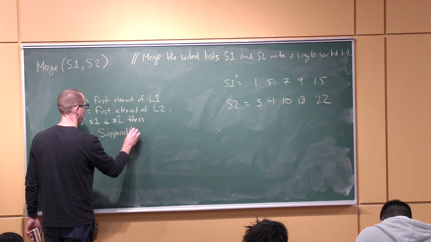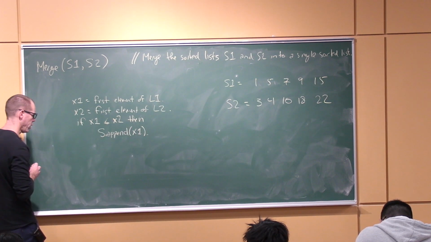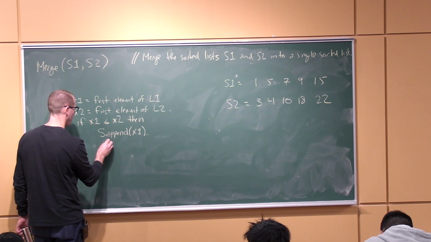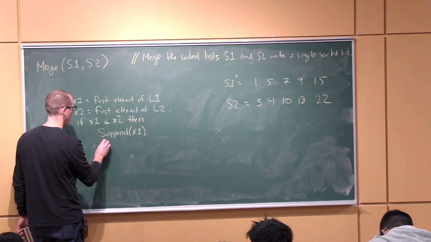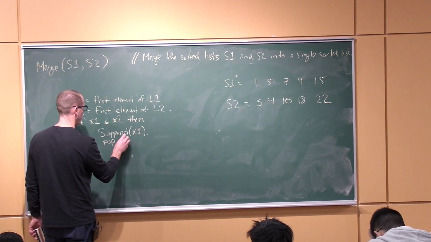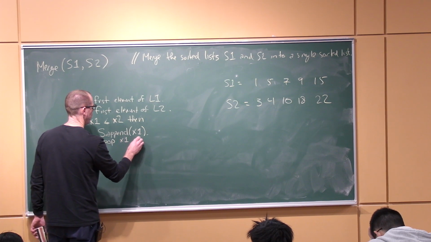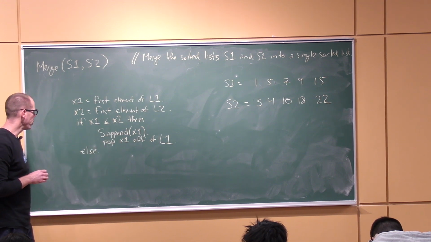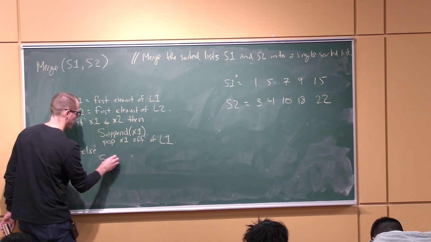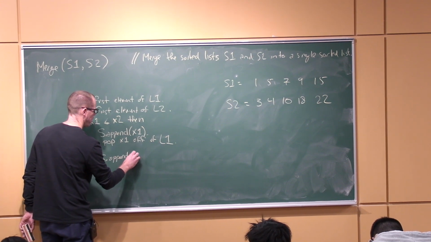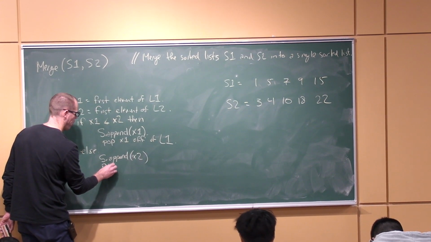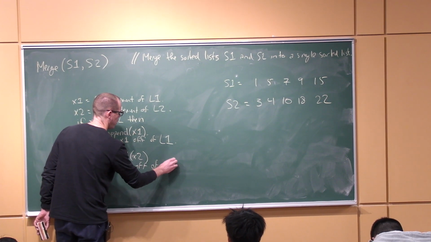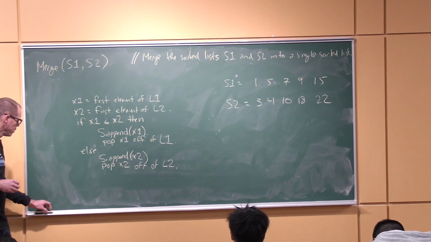So we'll append x1 to S in this case, and we'll, I don't know how you want to call it, but we can say pop x1. And x1 must be bigger than x2, so x2 should be the thing that we use. So we say S.append x2 and pop x2 off of L2.